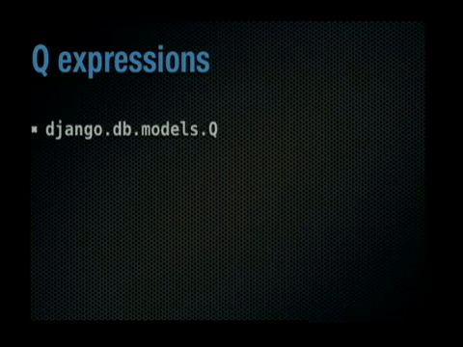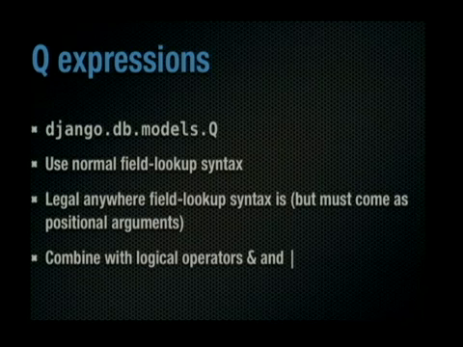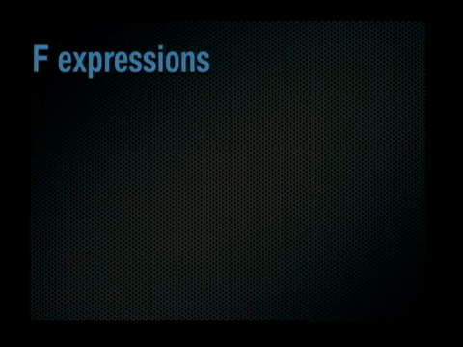Q expressions. Who has used a Q expression? Okay, a lot of you. This is django.db.models.Q, basically just your field lookup syntax. Anywhere that you can specify field lookups, you can specify these. You just have to specify them as positional arguments. The nice thing about them is they combine using logical operators, which lets you very easily build more complex queries from fragments of lookups. You can also negate them with a logical not, which is nice because otherwise you can't actually negate a query in Django. You have to do exclude instead of whatever you were doing. They do allow you to reuse query fragments over and over again and write them only once, which is really, really handy.